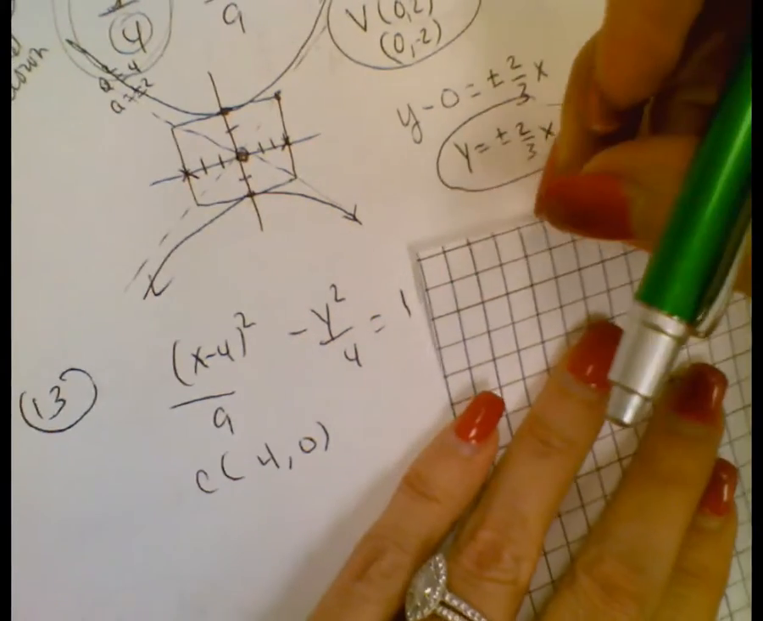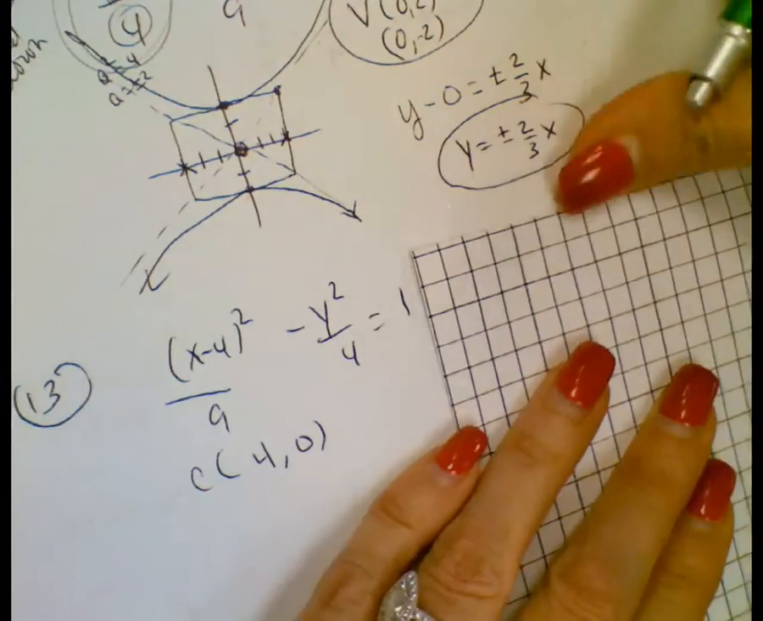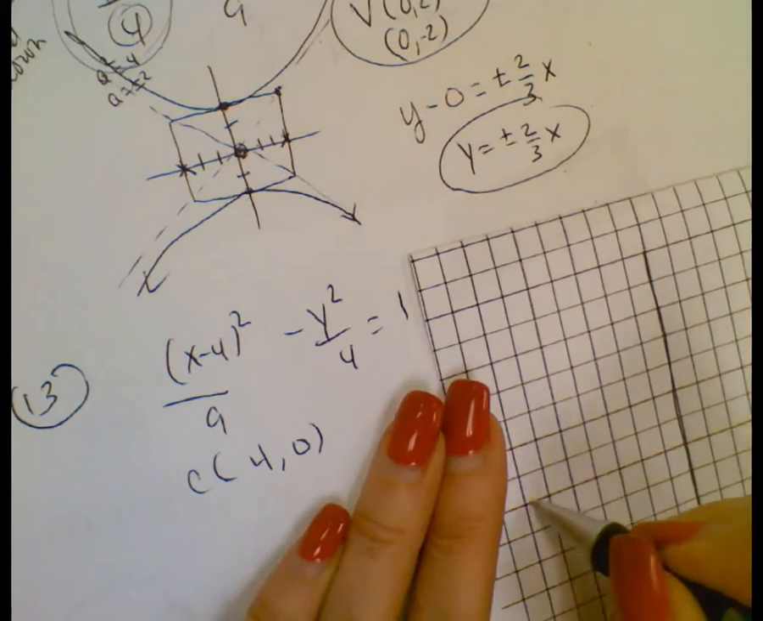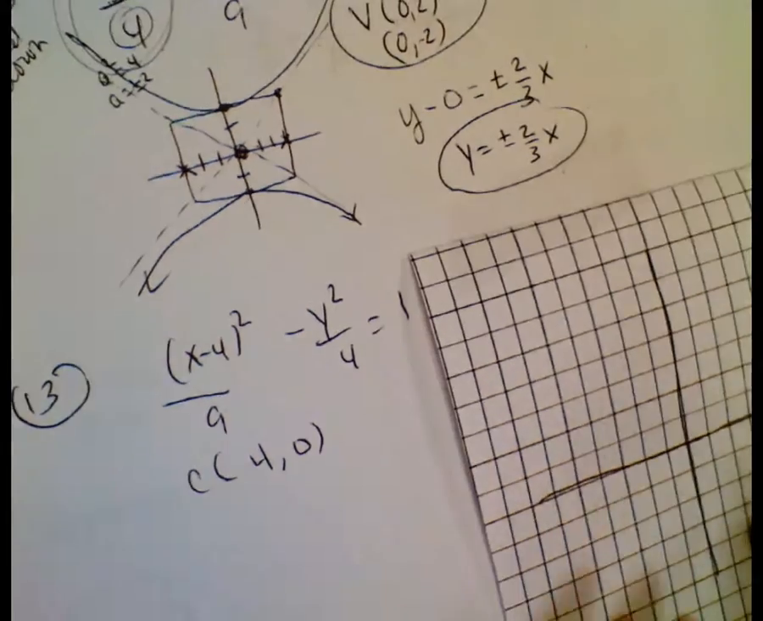Sorry, I'm building my graph paper here. Center is 4, 0.